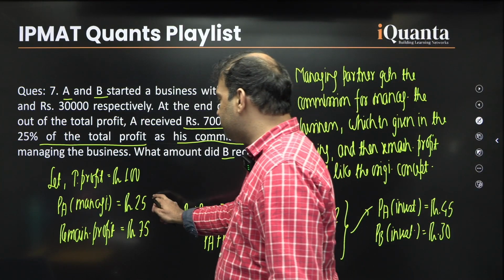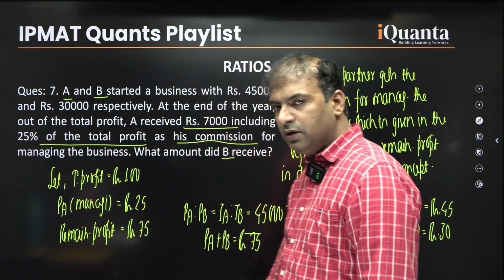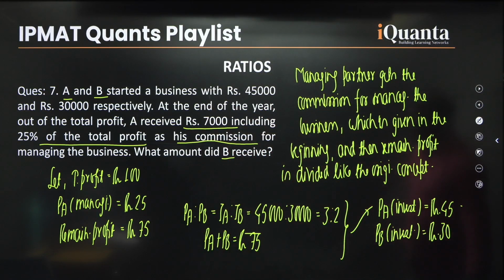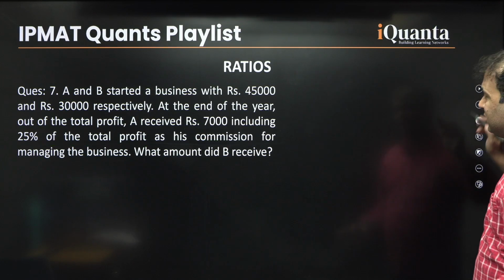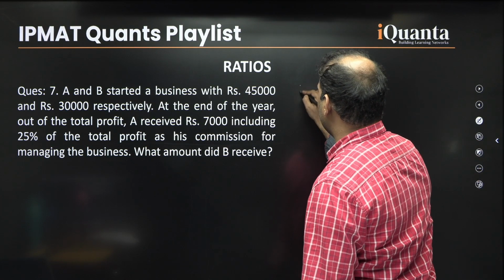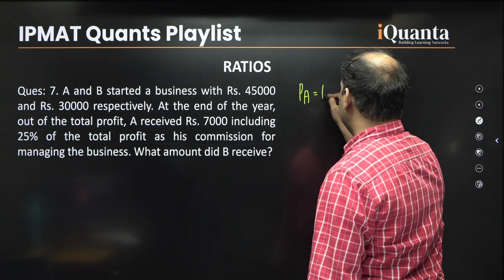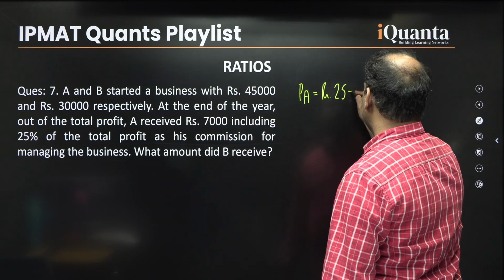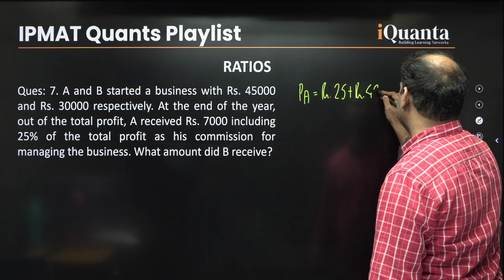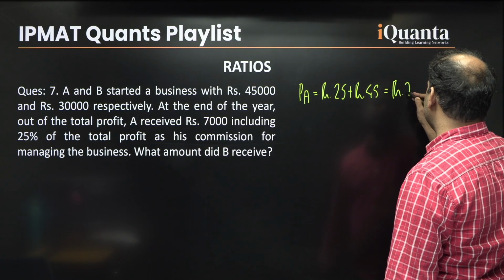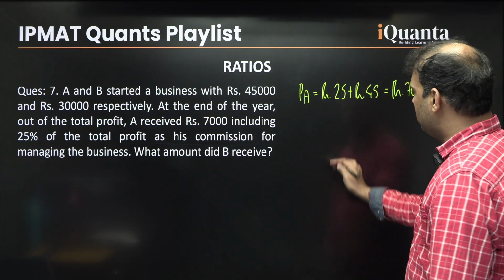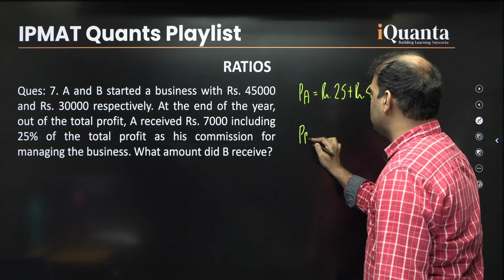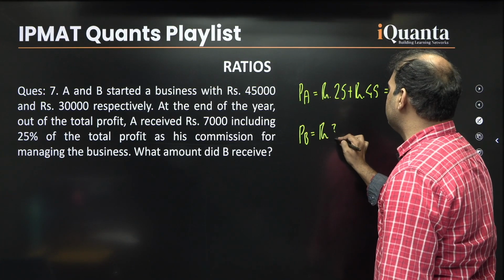So guys, what is the total profit which A is making in this particular business? Because of managing business, he is making 25 profit. Because of investing, he is making 45 as a profit. So let's write in the next slide what is the total profit which Mr. A is making. Okay, 25 for managing, 45 for investing. All right, that means overall profit he is making is 70 rupees. Okay, Mr. B is making profit of rupees 30 only because of investment, right?